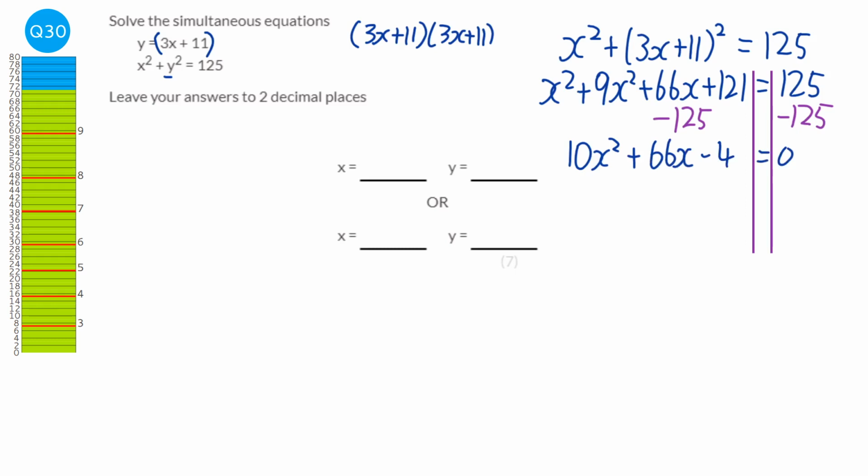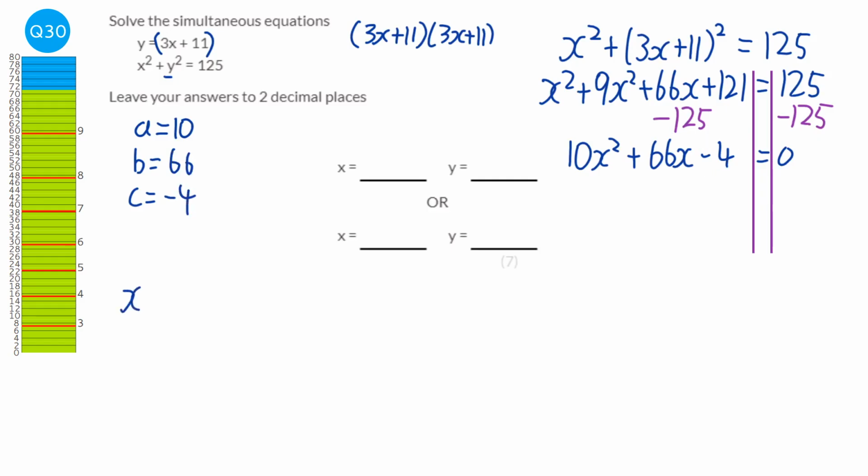Now it says it wants our answers to 2 decimal places, so chances are these won't factorise nicely, so we're going to be using the quadratic formula. And so we need to find out what a, b and c are. So a is the number before the x squared, the coefficient of the x squared, which is 10. B is the coefficient of the x, which is 66, and c is the number on its own at the end, which is minus 4.